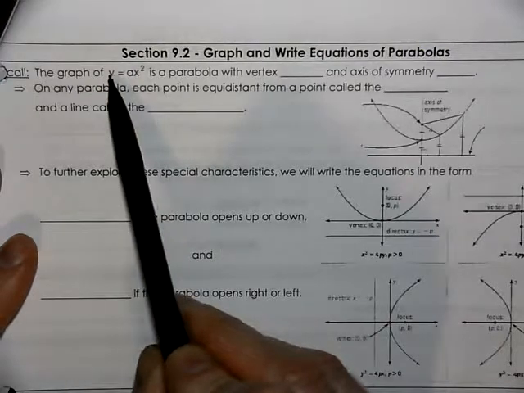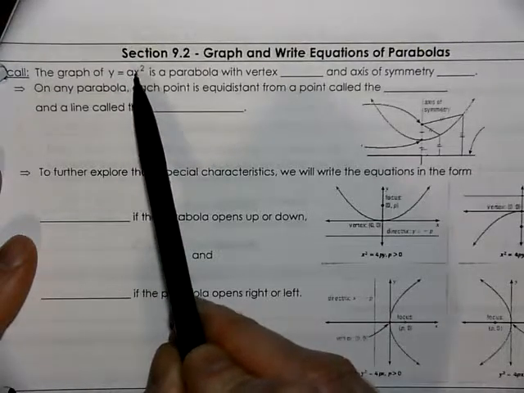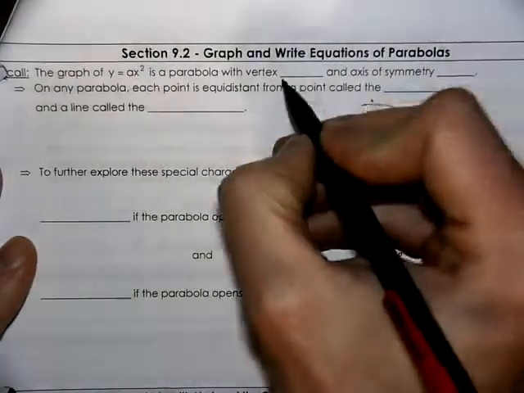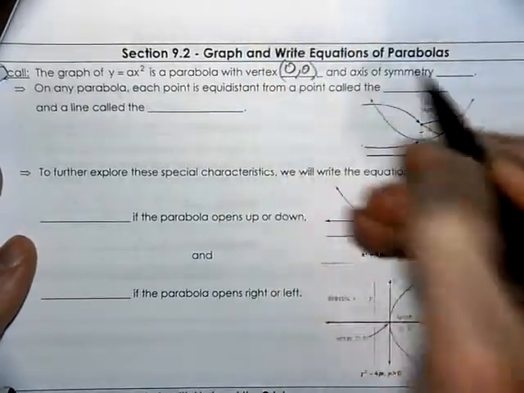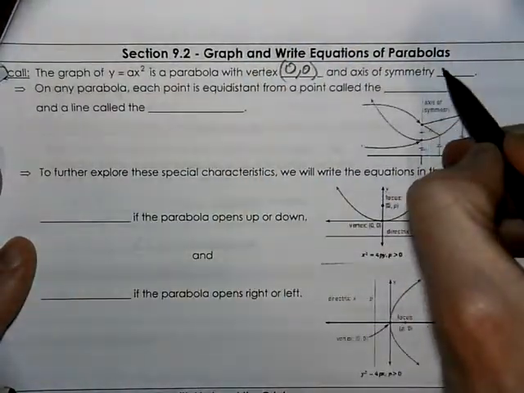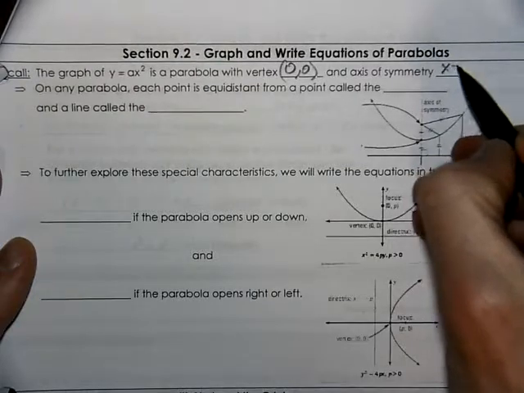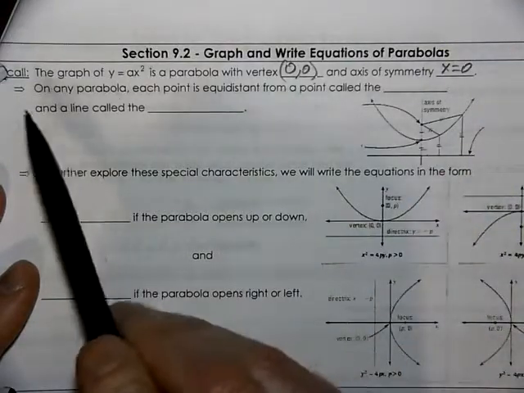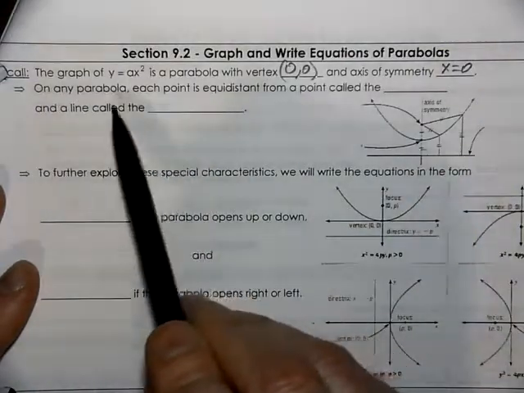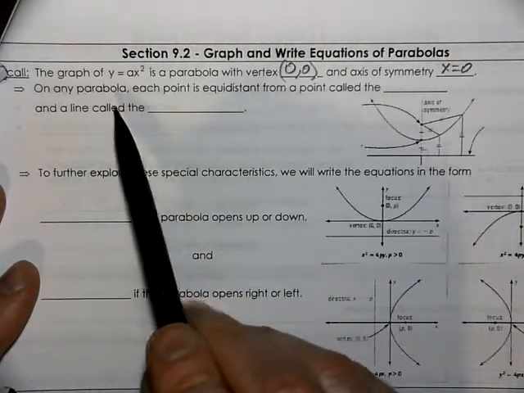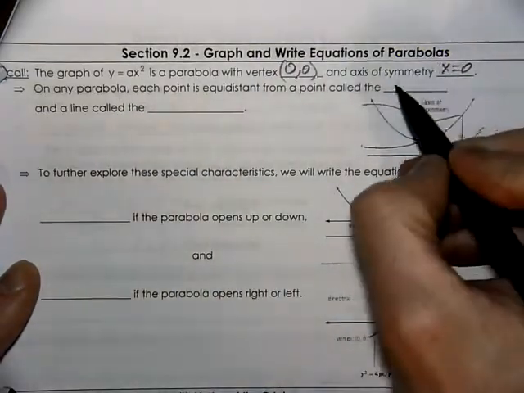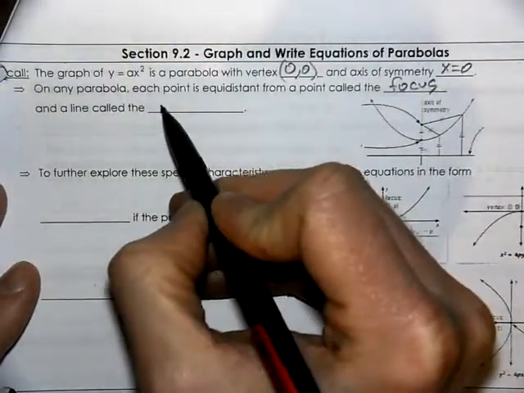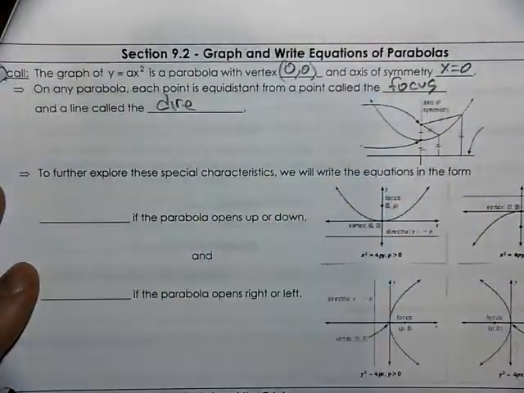We're used to y equals an a value x squared. This is our typical way that we write a parabola. And it has a vertex at 0, 0. It has an axis of symmetry, which is x equals 0, which is your y-axis. Any point on the parabola is going to be equal distance from a focus point and a line called the directrix.